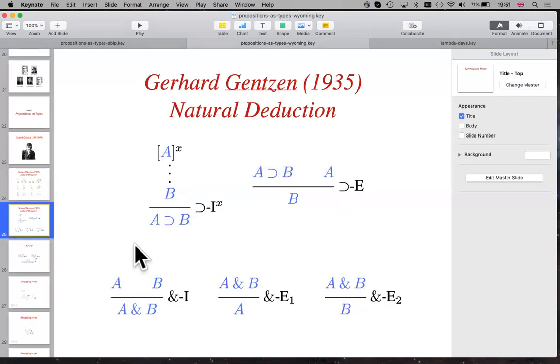The key insight that he had, and this was true for both of the systems he described, is that the rules come in pairs.